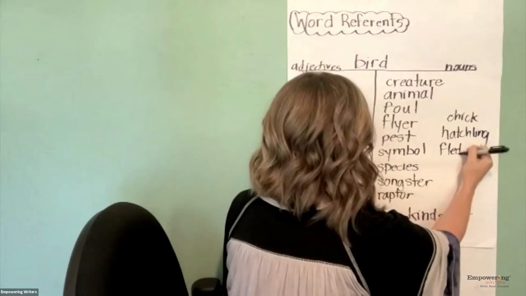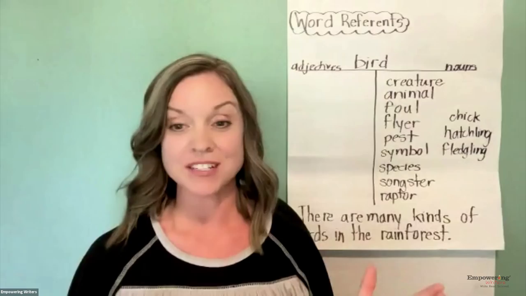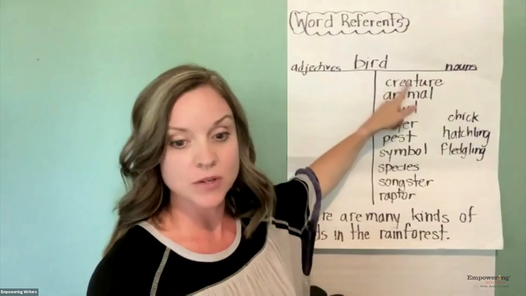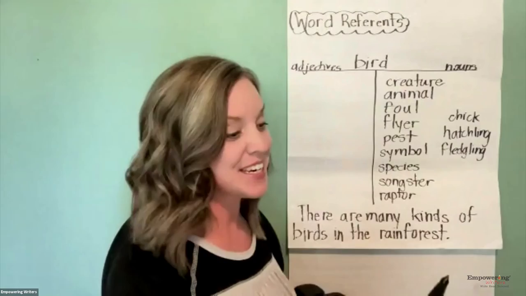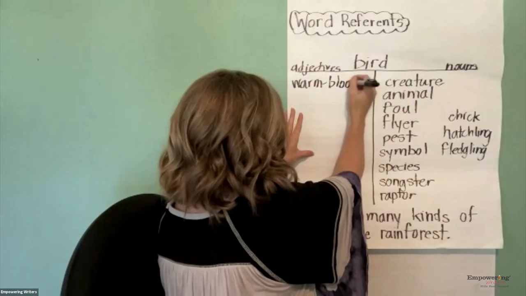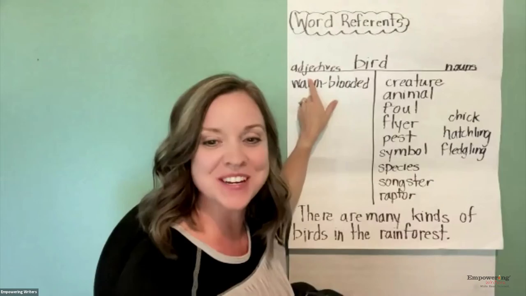Excellent. Okay. So what we've done so far is on the right-hand side, we've listed our nouns. We could replace bird in our sentence with one of these nouns. But to make it even more descriptive, we could add an adjective to those nouns. Okay. So I already saw some of you are getting ready and you wrote warm-blooded. They are warm-blooded creatures. How else might you describe fierce?